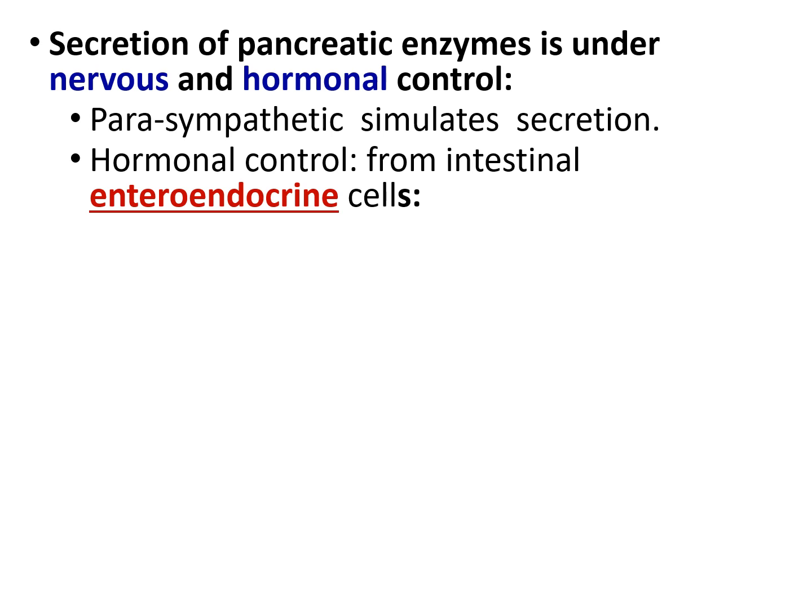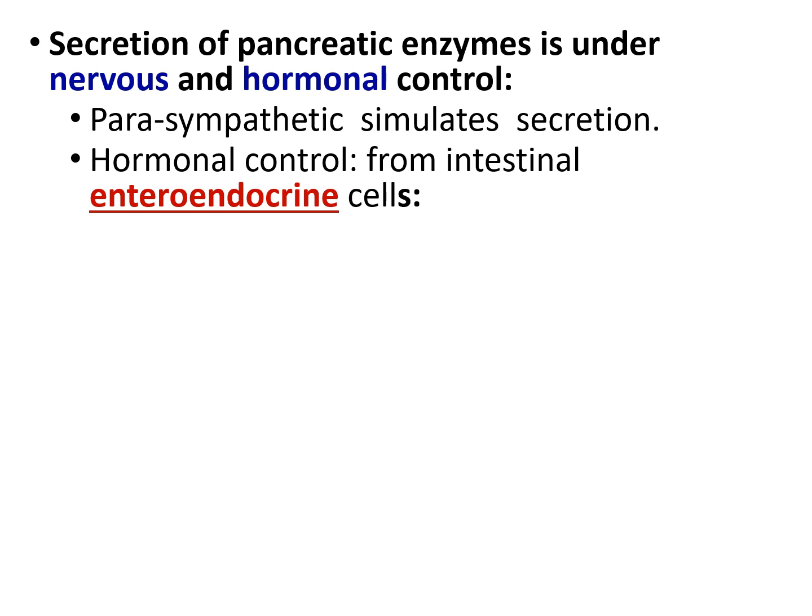So I have to ask you, is the secretion of pancreatic enzyme under nervous and hormonal control? Yes, it is under nervous and hormonal control. Hormonal control will come from intestinal endocrine cells, and nervous control will be by parasympathetic stimulation, which will stimulate secretion. What is the hormonal control from the intestine? It will be from enteroendocrine cells.